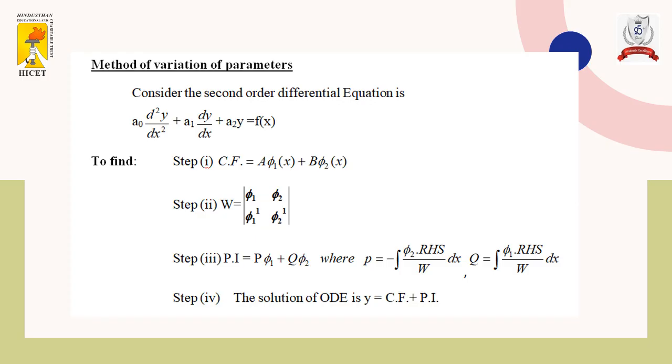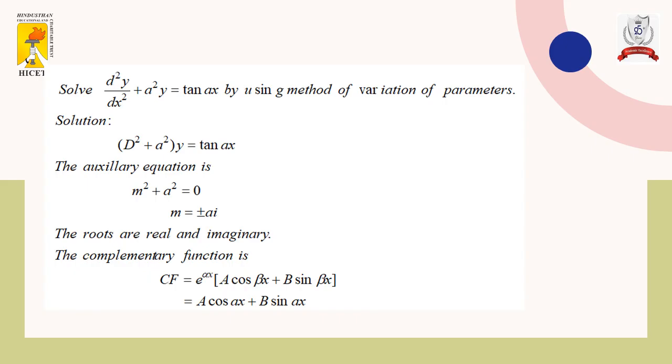The third step is to find the particular integral. It is capital P into phi 1 plus q into phi 2, where P is minus integral of phi 2 into the right side of the given equation divided by w into dx, and q equals integral of phi 1 into the right side function divided by w into dx. Finally, the solution of the given differential equation is y equal to complementary function plus particular integral.